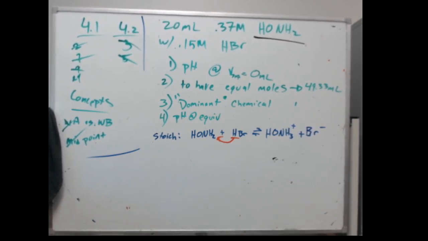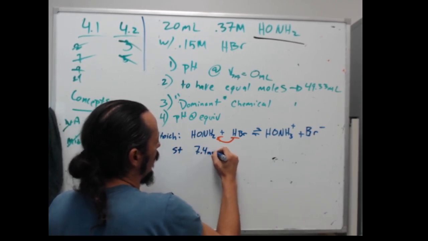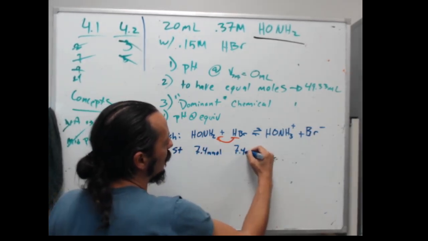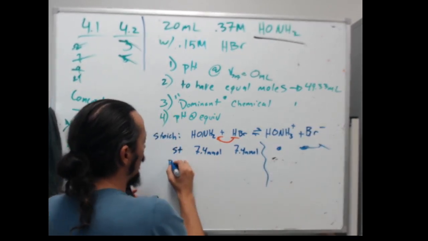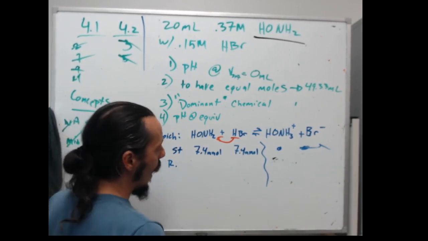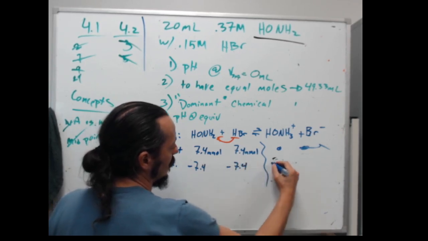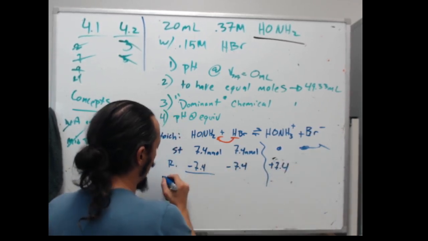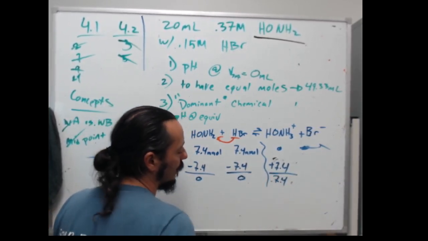I do my stoichiometry. I just erased my number of millimoles. Why did I do that? So we've got our 7.4, I just remembered it. We got 7.4 millimoles there, 7.4 millimoles there, zeros there, don't really care about that one. My reaction, since they're equal amounts, I could consider either one as limiting reactant. 7.4, 7.4, plus 7.4. And then at my end step, I've got 0, 0, 7.4.